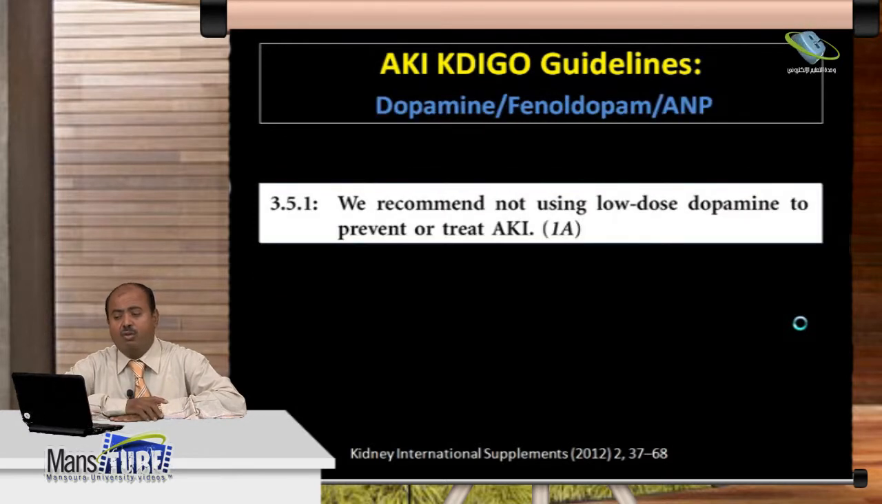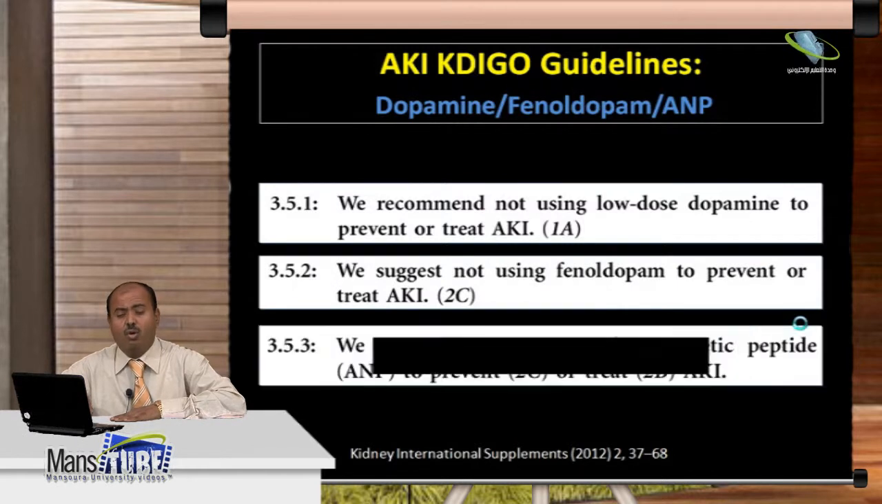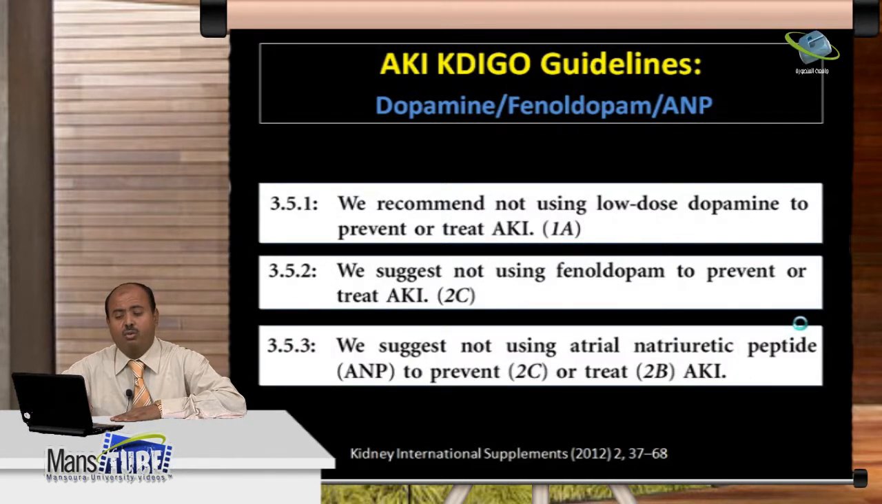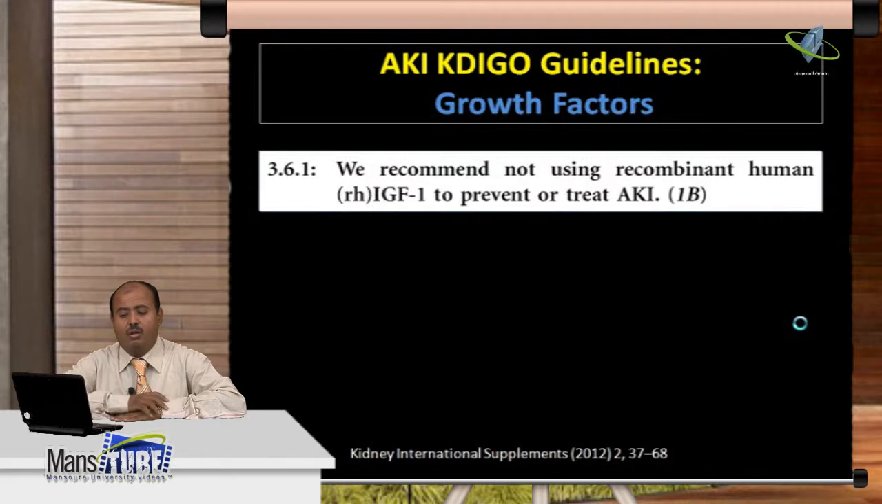Regarding dopamine, fenoldopam, and atrial natriuretic peptide, they recommended not using any of dopamine, fenoldopam, or atrial natriuretic peptide in treating acute kidney injury. They also don't recommend using recombinant human insulin-like growth factor 1 to prevent or to treat acute kidney injury.